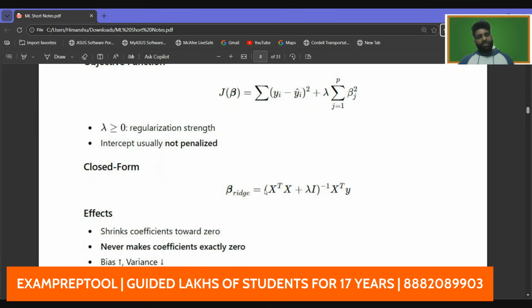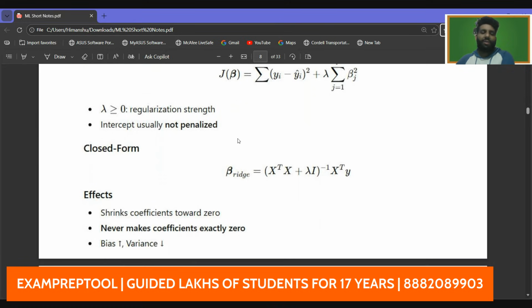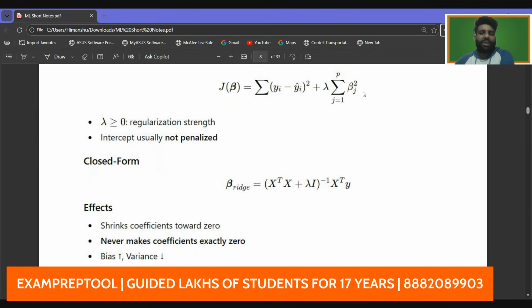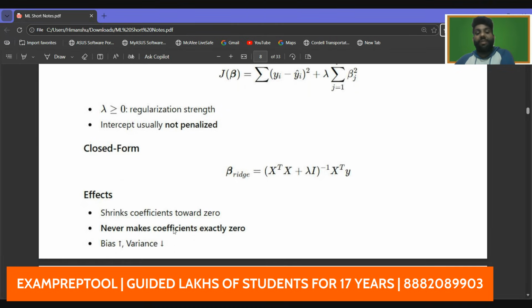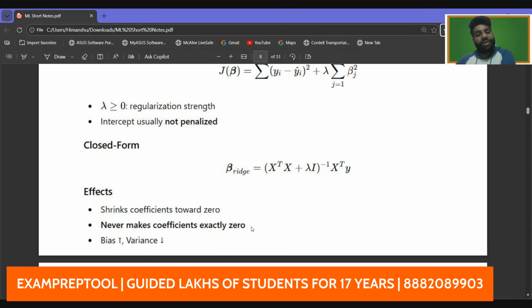Cool, so we have the closed form. In this case, the coefficients are scaled down, so they are shifted towards zero. They never make the coefficients exactly zero. Remember, they would decrease them but would never make them zero. We have a different regularization coming up next, which actually makes them zero as well.